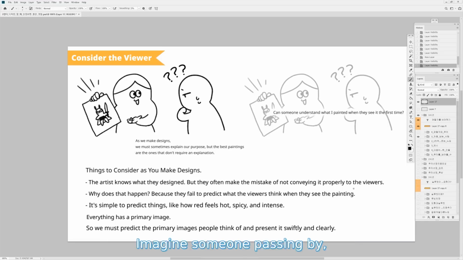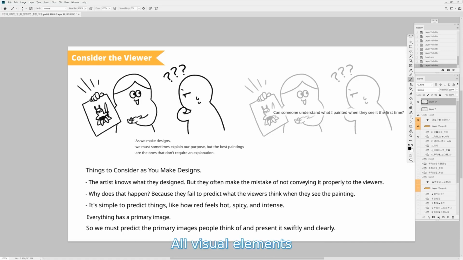Imagine someone passing by who doesn't know what you painted, and they looked at your painting for about 3 seconds for the first time. Will they understand what you painted in 3 seconds? Or will they understand your intention? Will the theme be conveyed to them? Why does that happen? Because they fail to predict what the viewers think when they see the painting. Because of that, we must check it again from the viewer's perspective. We have to predict what people think when they see certain things.